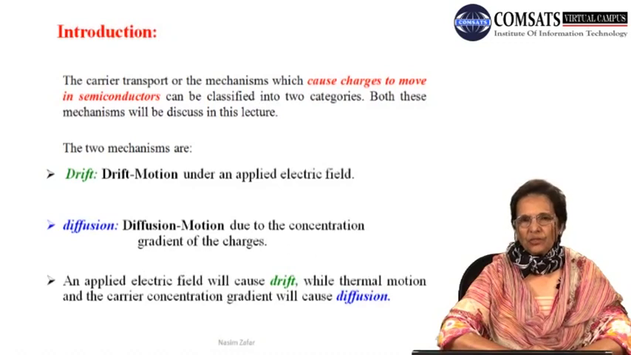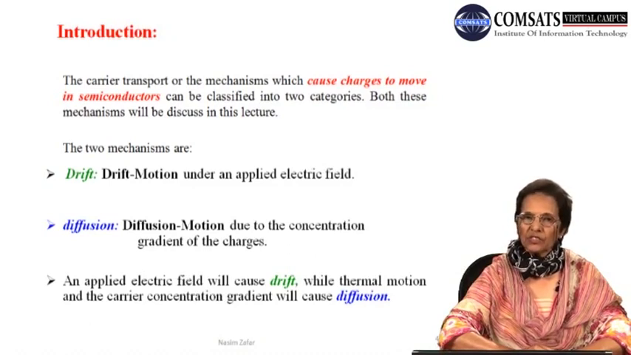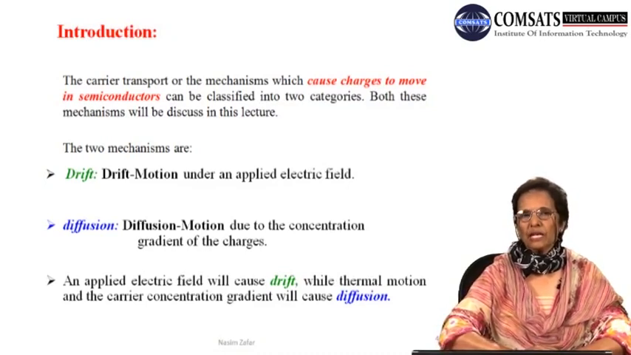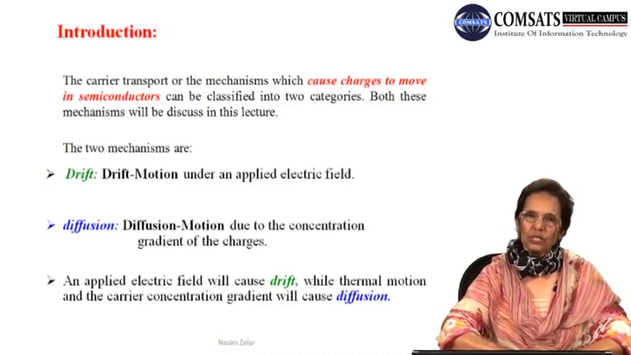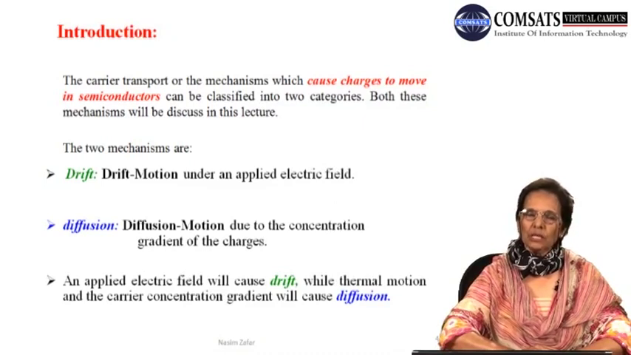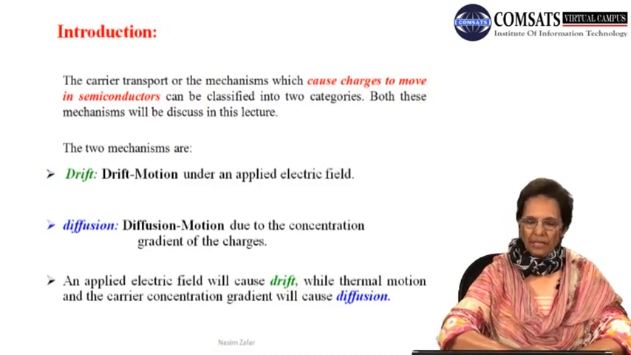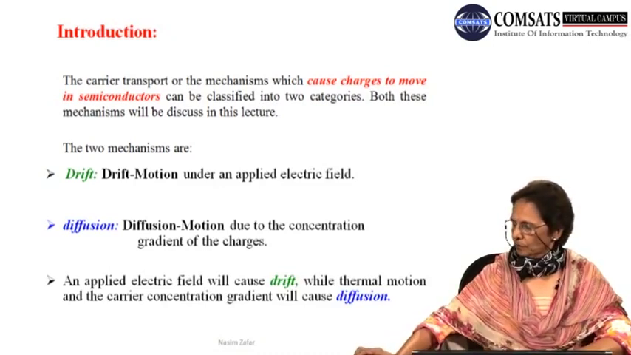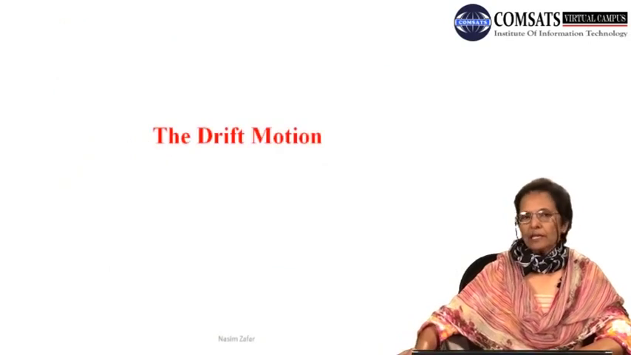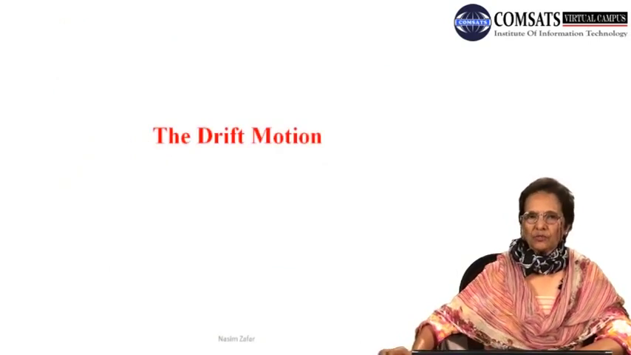In a PN junction, in fact, both these motions take place because we bias the junction. In forward bias, it is the diffusion current which becomes significant, and there is also the drift current due to the minority carriers present. So both these motions will be apparent in a few minutes. Let me first begin with the drift motion.